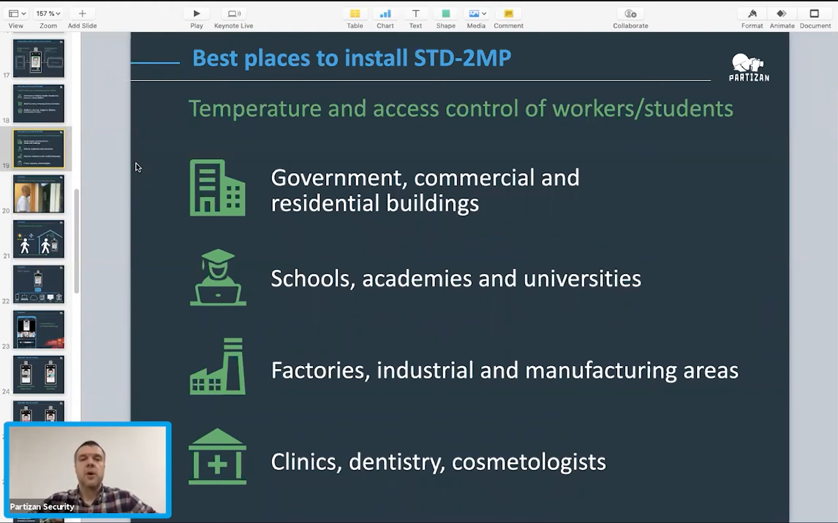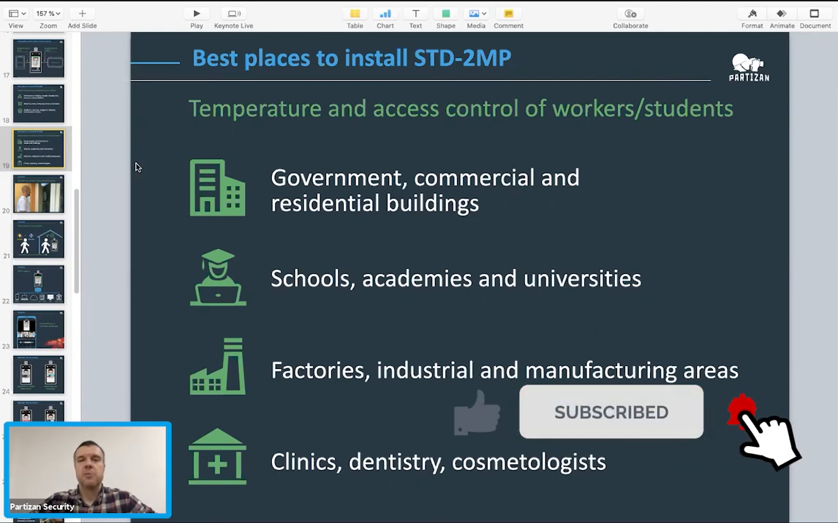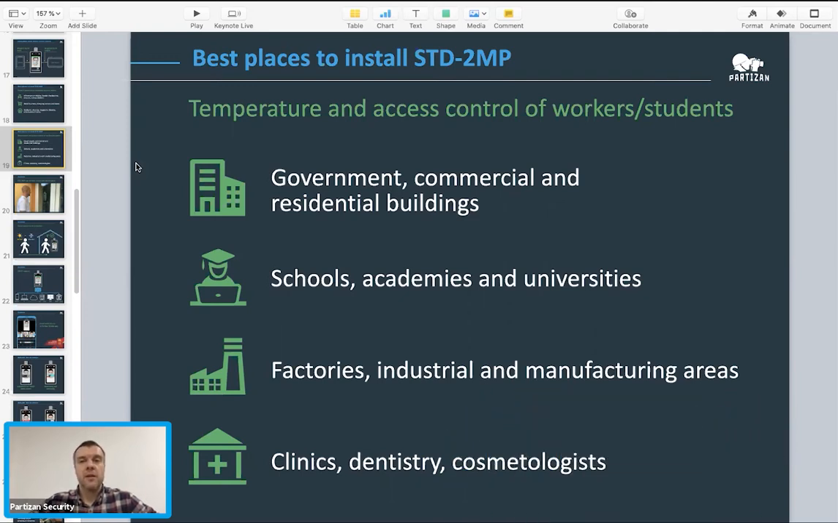Of course, one of the most important places is clinics, dentists, and other things, because if it's not a COVID clinic or COVID hospital, the last thing a dentist wants is to receive people who have a higher fever. Normally it will require quite a difficult procedure to measure the temperature for every visitor. So this device will automate this for you and for your business.